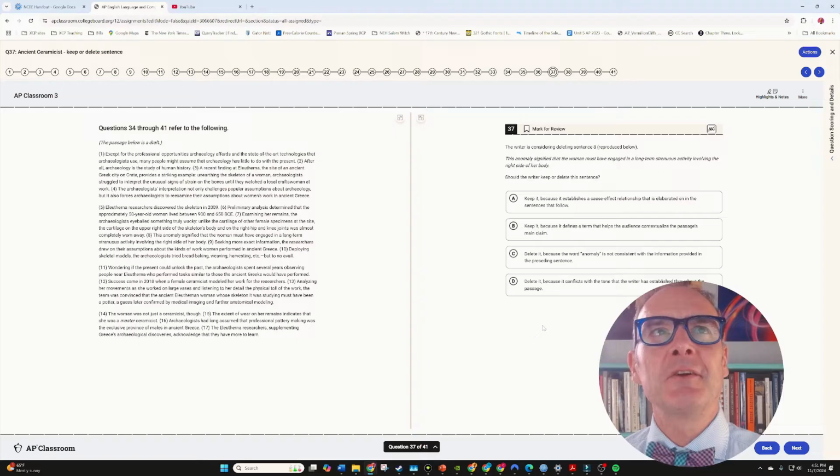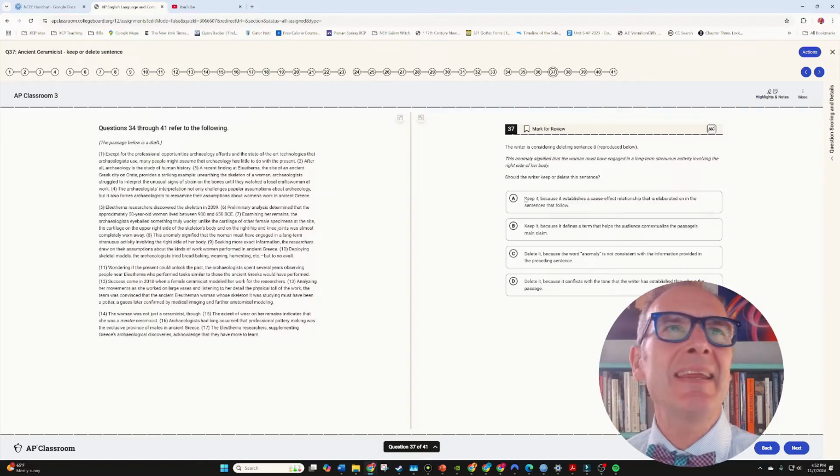The writer is considering deleting sentence 8. This anomaly signified that the woman must have engaged in a long-term strenuous activity involving the right side of her body. Should the writer keep or delete this sentence? So now I think I need to read sentence 7 and maybe sentence 9. So I'm going to do that. Examining her remains, they eyeballed something truly wacky, and like the cartilage of the other side, the cartilage on the upper right side. All right, so let's look at our possible answers. Keep it because it establishes the cause-effect of a relationship that is elaborated on in the sentences that follow. Keep it because it defines a term that helps the audience contextualize the passage's main idea.